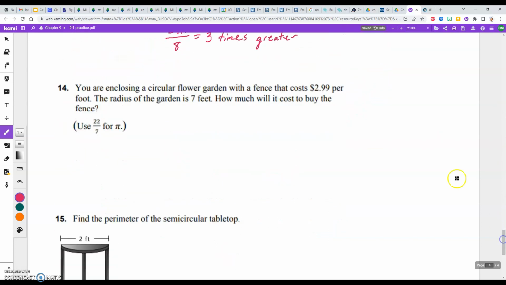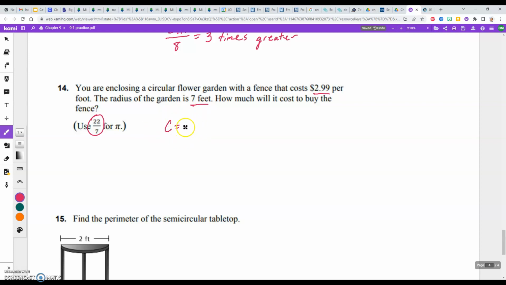Then, you're enclosing a circular flower garden with a fence that costs $2.99 per foot. The radius of the garden is 7 feet. How much will it cost to buy the fence? So we're told to use 22/7 for pi. So we want the circumference because we want to know the fence around the garden.